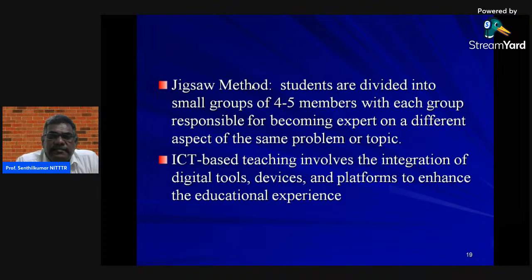Another one, ICT-based teaching, involves the integration of digital tools, devices, and platforms to enhance the educational experience. Nowadays, we are also using computers, online teaching, and digital tools.